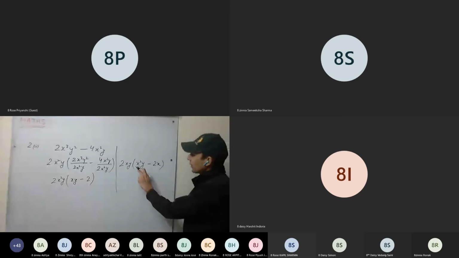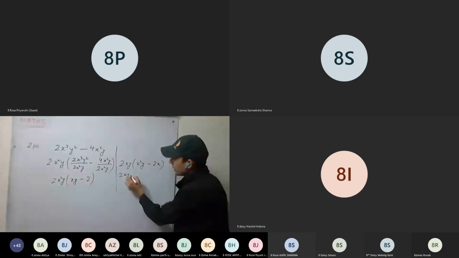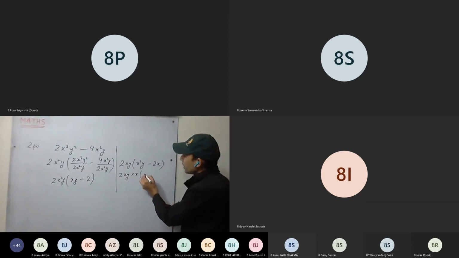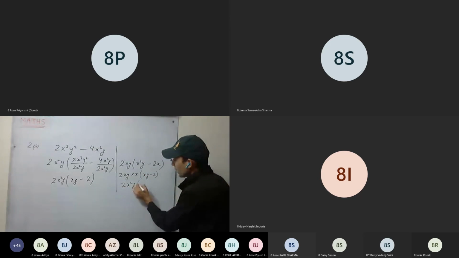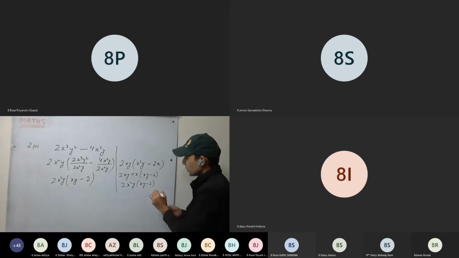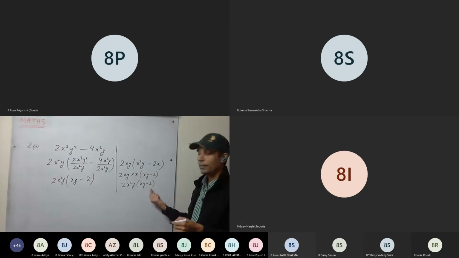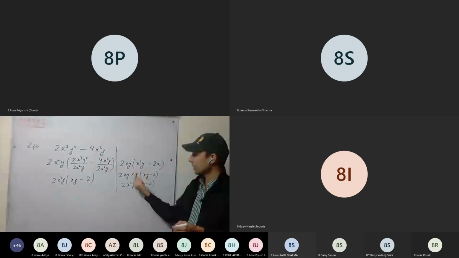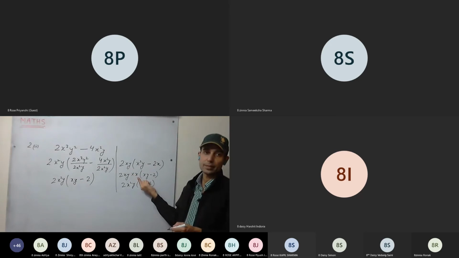Okay, now see here, again we have common x. Again we can take x out. So 2xy into x, it will be xy minus 2. So it will be 2x square y times (xy minus 2). Now we don't have any more common factors. Have you understood now? Because here we again have x as common, so we have to take x again as common. So we have taken it out.